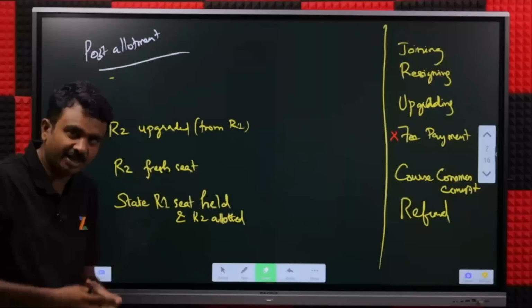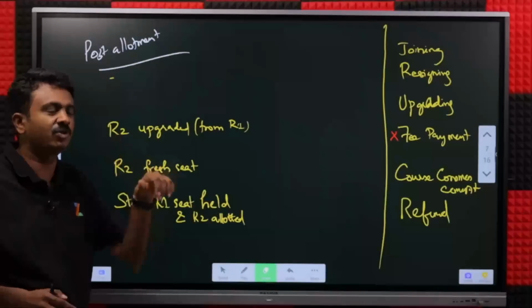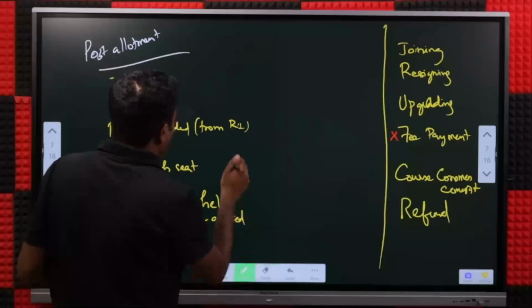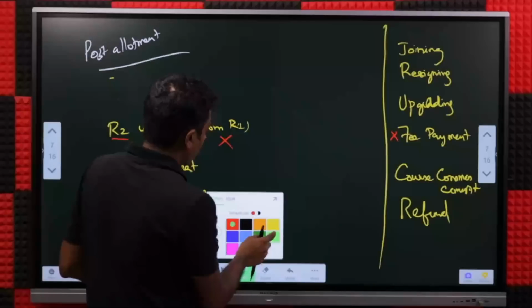You hold an R1 seat, you are upgraded to an R2 seat. What do you have? Do you have your R1 seat with you? No, this is not available with you. You only have your R2 seat with you. How do we take up this scenario is what we will see next.